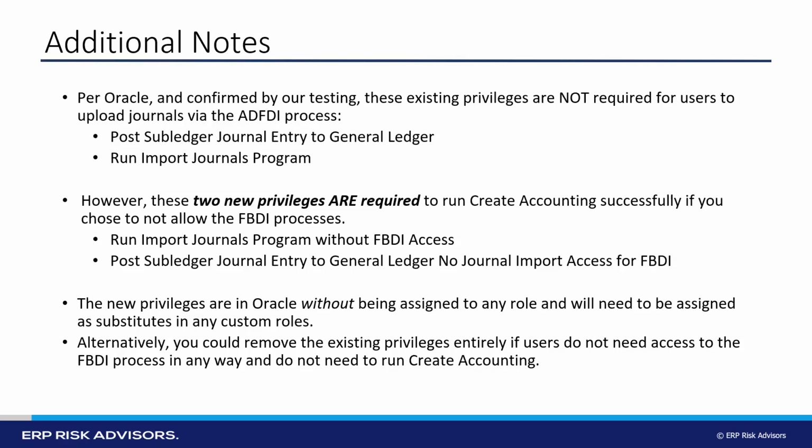So the 2 new privileges are required to run create accounting. So if you choose not to allow somebody to use the FBDI process, which is what we would normally recommend, and you're still wanting your users to run the create accounting process, you will need these new privileges. And I think that's where it's going to cause confusion with the external auditors and internal auditors. It's going to probably take quite a while for them to fully embrace that gap in the last slide we looked at.